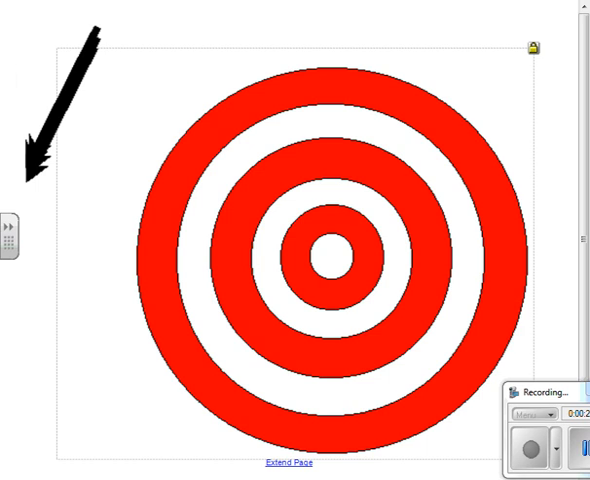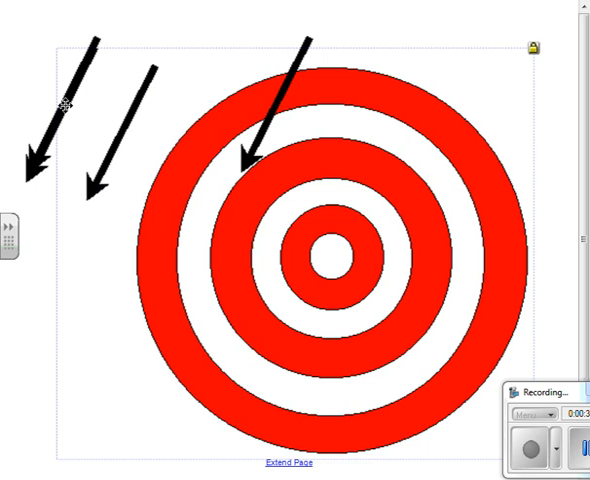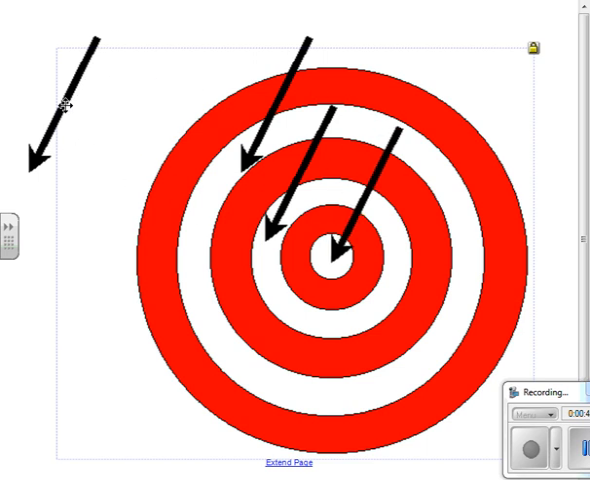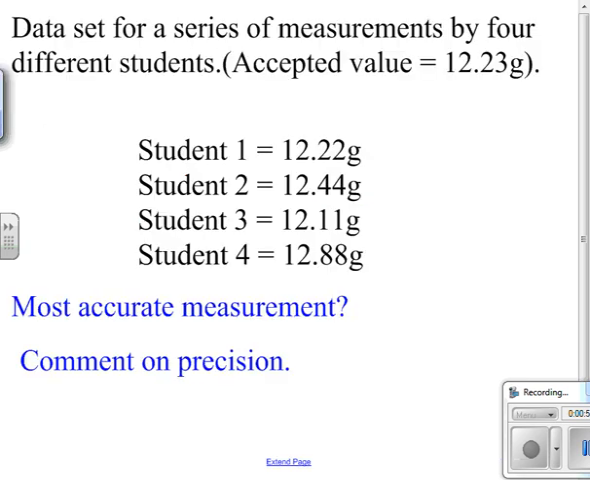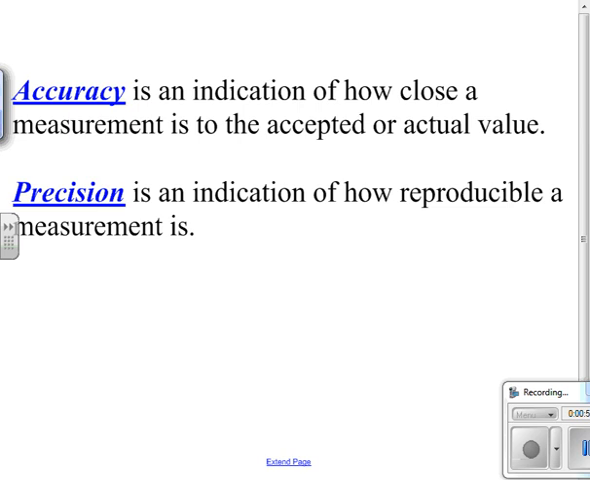If a certain archer stands up and shoots an arrow, he hits here, he is inaccurate. He has not hit the intended target. If a second archer shoots here, he is more accurate, but he still has not hit the intended target. If a third archer comes up and he hits the bullseye, then he is accurate because he has hit the intended target. So again, accuracy is how close you come to the accepted value or actual value.